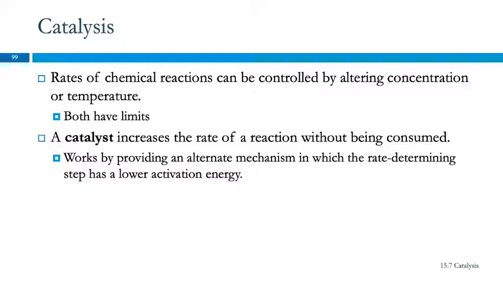There are situations where you can't increase the concentration, or you can't increase the temperature, or you want to slow things down and you can't reduce. So what do we do? Well, a catalyst can increase the rate without being consumed. And it does this by providing an alternate mechanism where that rate determining step has a lower activation energy, and so it occurs faster than in the original mechanism.